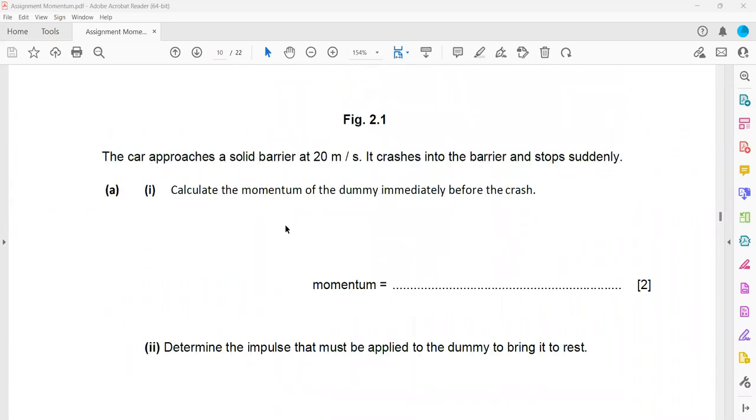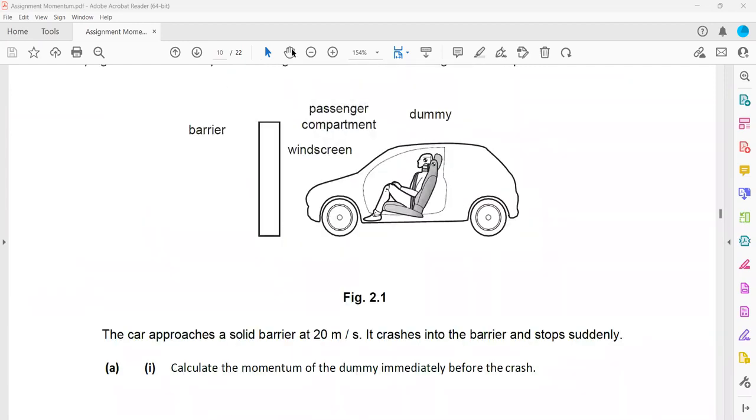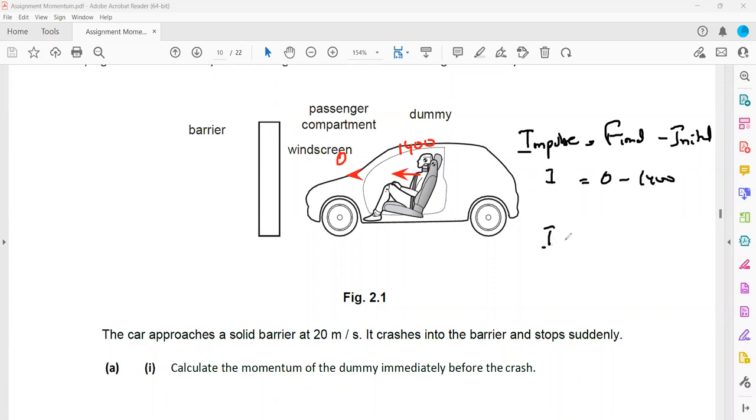Determine the impulse that must be applied to the dummy to bring it to rest. What should be the change in momentum if you want to stop this dummy? We want the final momentum to be 0. The initial momentum is 1400. Impulse is a change in momentum. So impulse is equal to the final momentum minus the initial momentum. The final momentum is 0. The initial momentum is 1400. So impulse is equal to minus 1400 newton second.